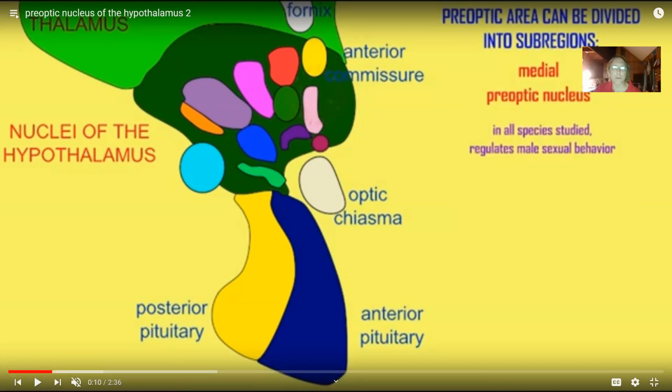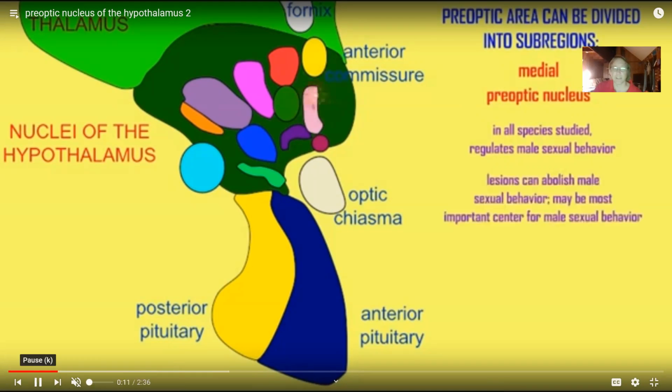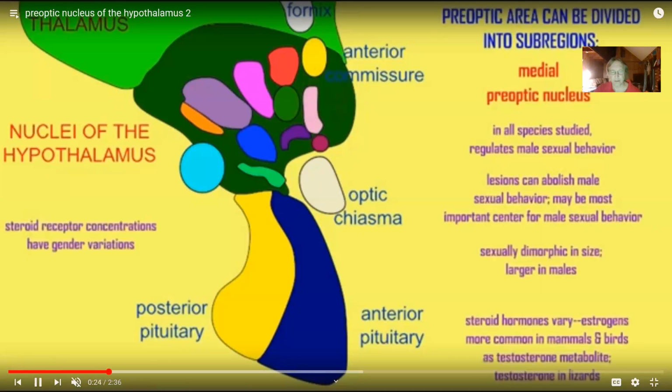So one could ask, where in the brain are we making receptors for estrogen and testosterone? And the answer is not everywhere. And there's some areas where the receptors are most highly expressed. So these are the areas of the brain that sex hormones are targeting. So for example, there is a region of the medial preoptic nucleus where, say, male sexual behavior is regulated in all species studied, and lesions can abolish male sexual behavior. So once again, the hypothalamus has a great diversity of roles.